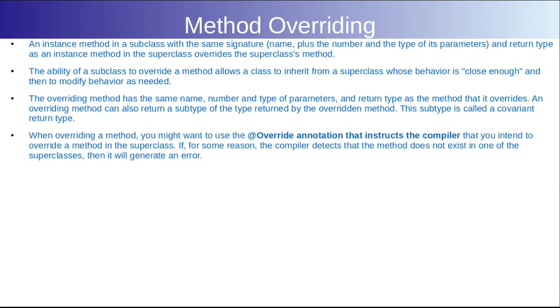When overriding a method, you might want to use the override annotation that instructs the compiler that you intend to override a method in the superclass. If, for some reason, the compiler detects that the method does not exist in one of the superclasses, then it will generate an error. Go to the code and see.